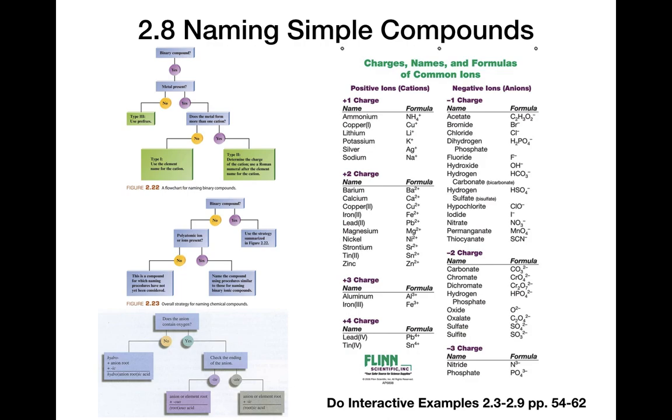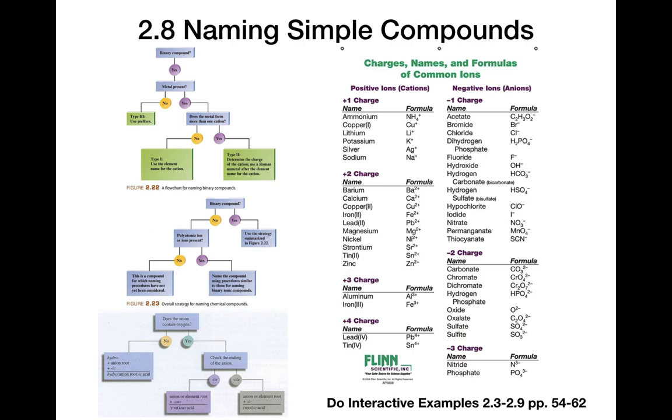If I had iron 3 oxide, iron 3 is Fe+3, oxide is O-2, so to get +3 and -2 to come out even, you'd need 2 +3s and 3 -2s, so it's Fe2O3. Don't forget the subscripts are how we tell how many of each ion fit together to make the formula.